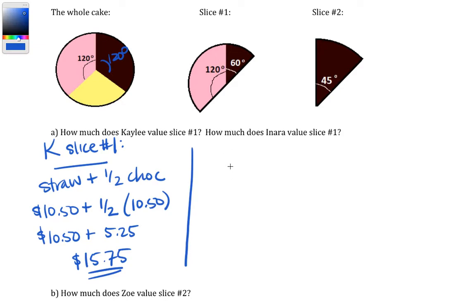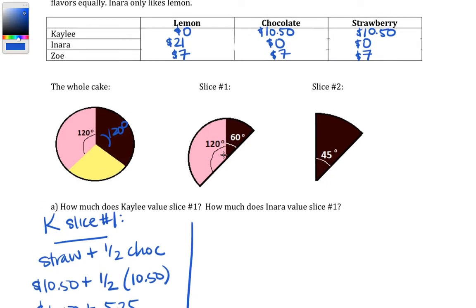All right, how much does Inara value slice number 1? Well, let's go back and look at Inara's row. Inara only likes lemon, and this is strawberry and chocolate, which means it doesn't hold any value for her at all. She thinks that slice number 1 is worth $0.